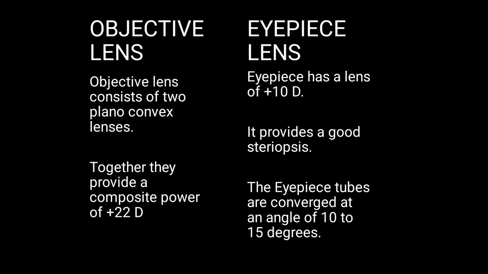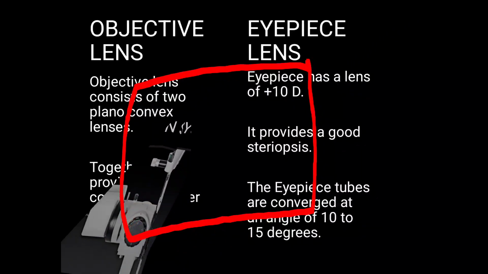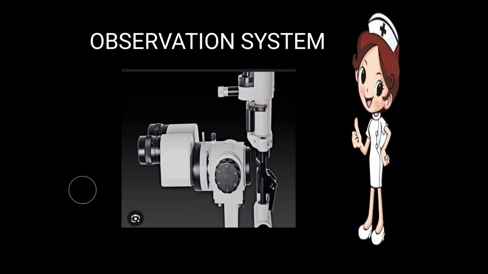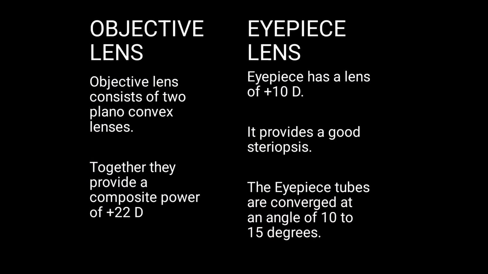The objective lens consists of two plano-convex lenses. Together they provide a composite power of plus 22. The objective lens is present here, from where we can see the object. Next is the eyepiece lens. The eyepiece has a lens of plus 10 diopter power. It provides good stereopsis. The eyepiece tubes are converged at an angle of 10 to 15 degrees.